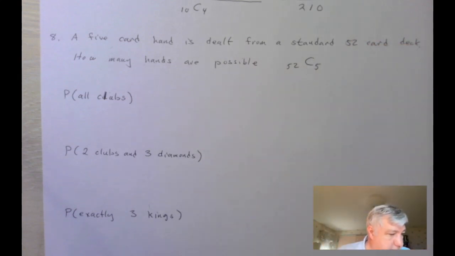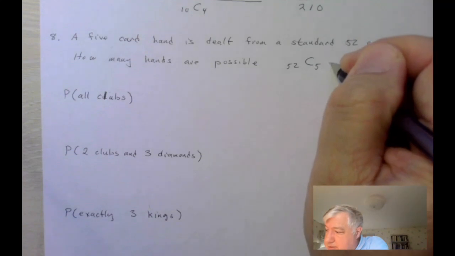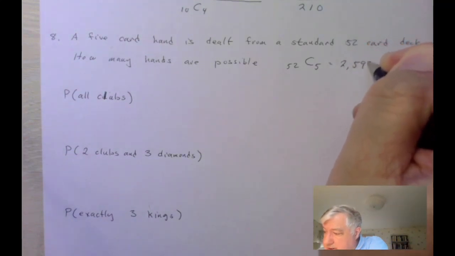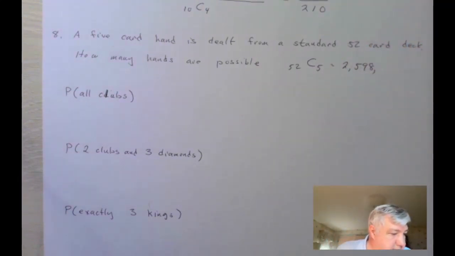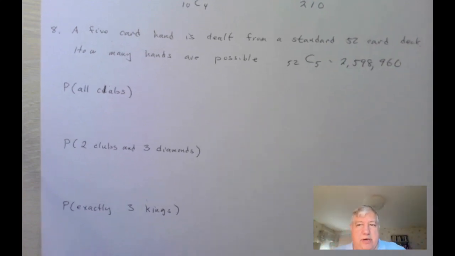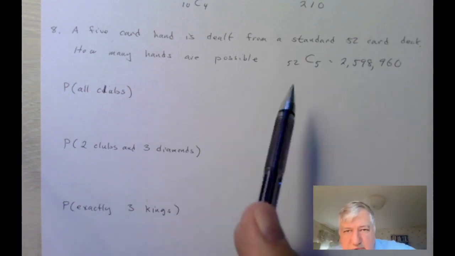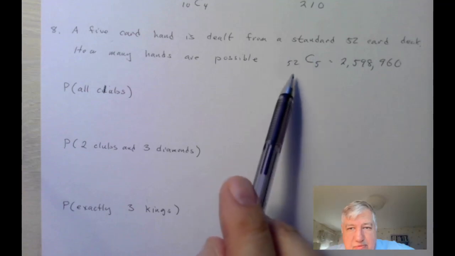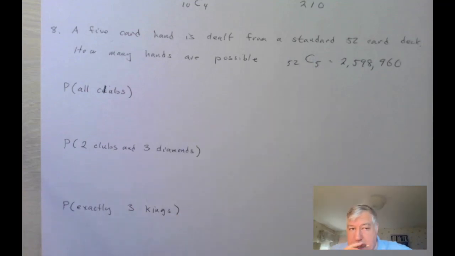And this turns out to be 2,598,960. Double check this on your calculator. We don't want to keep writing this number over and over again, so in these problems I'm just going to leave it as 52C5, and then you can compute this on your calculator.